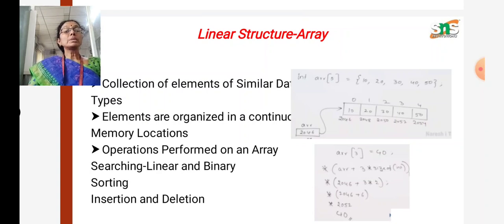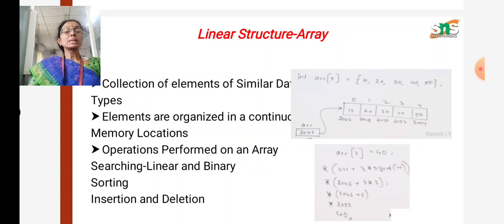So array of 3 is equal to 40. How does it go? It goes based upon the address values. It travels from the 0th to the 3rd index, finds that element, and returns it, so array of 3 is initialized to 40.